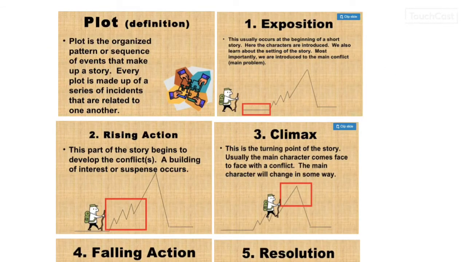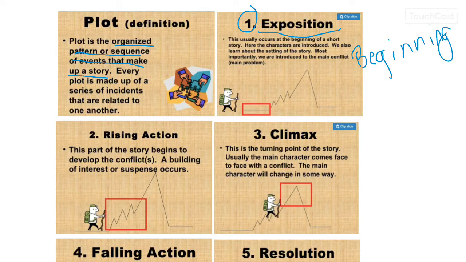We're going to go over some definitions. These definitions will be on every day, so in case you forget. So let's start with the first one. The definition of plot. Plot is the organized pattern or sequence of events that make up a story. Every plot is made up of a series of incidents that are related to one another. So everything happens for a reason, right? And everything falls into place. So the beginning of the story is called the exposition, but we can also just call that the beginning.